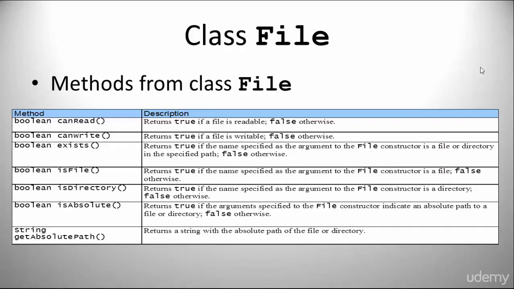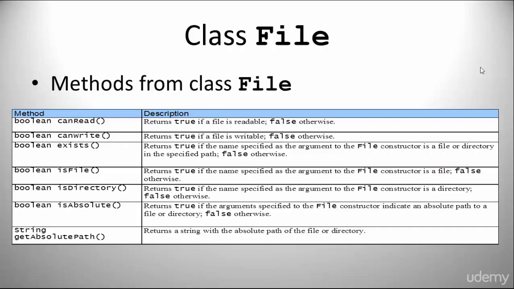Boolean exists returns true if the name specified as the argument to the File constructor is a file or directory in the specified path. If not, again it will return false. Boolean isFile returns true if the name specified as the argument to the File constructor is a file, otherwise false. Boolean isDirectory returns true if the name specified as the argument to the File constructor is a directory. If not, again it will return false.